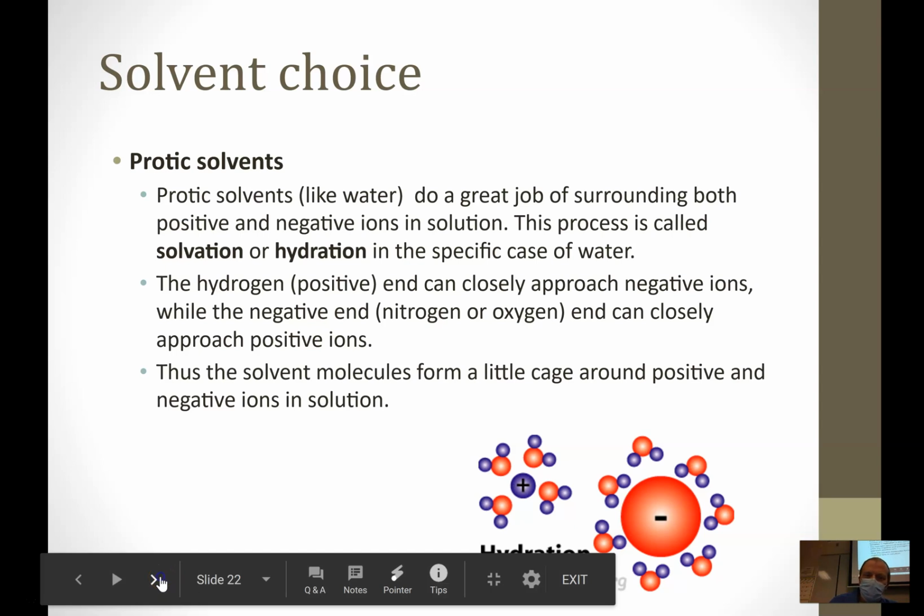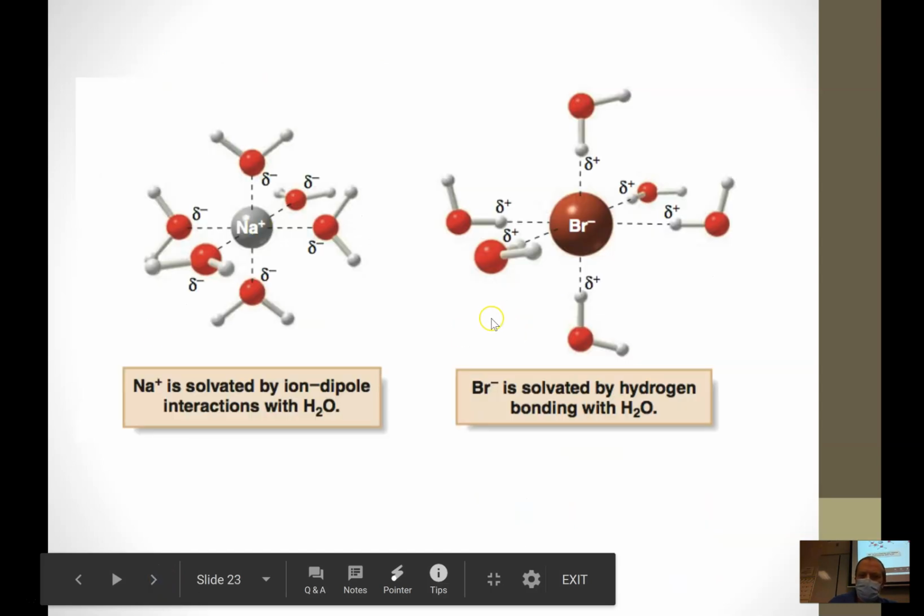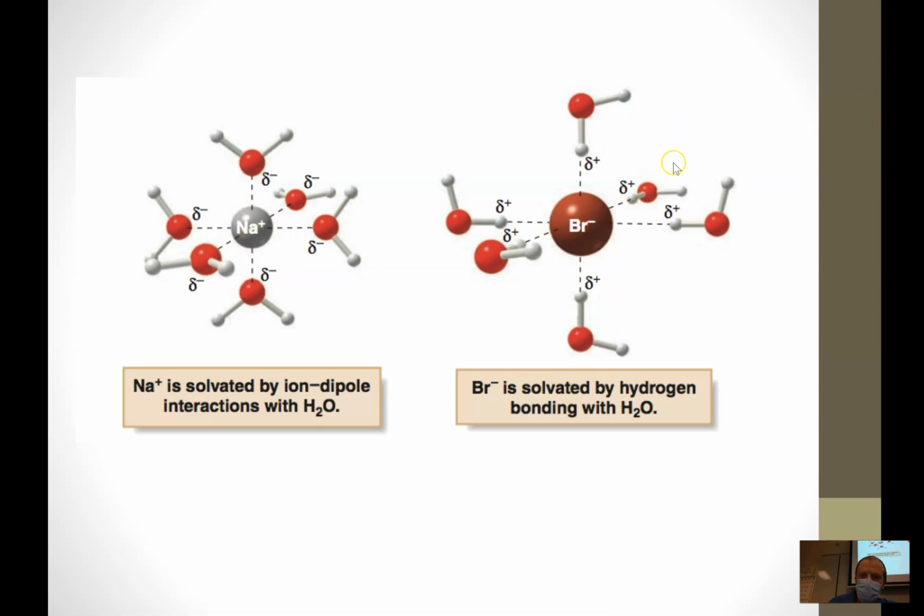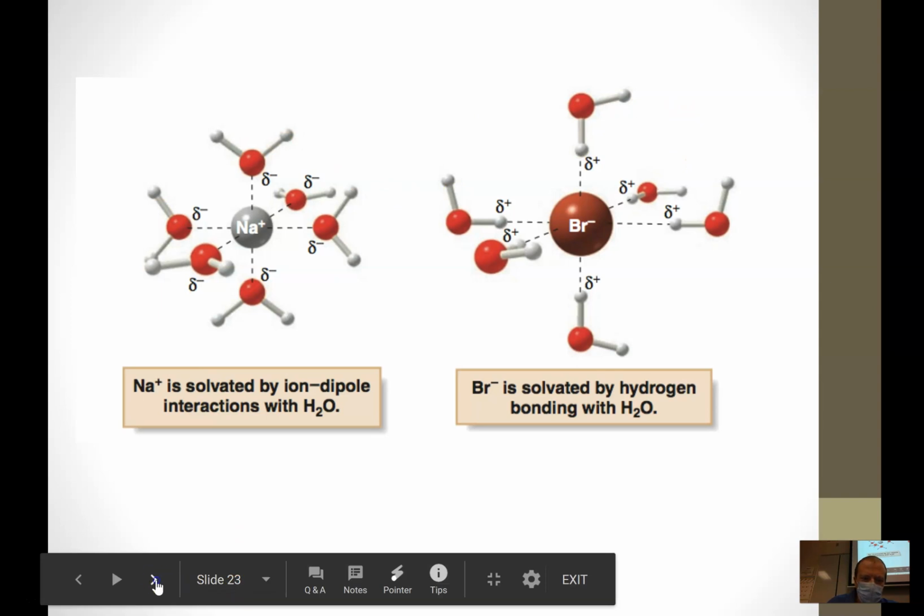This is just another picture of water, a specific example of sodium ions and bromide ions being solvated by water. It's a little bit more detailed picture.